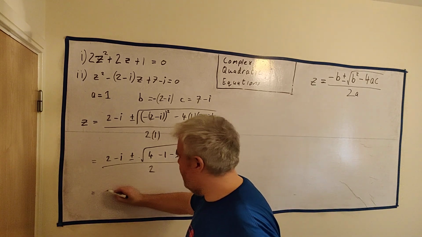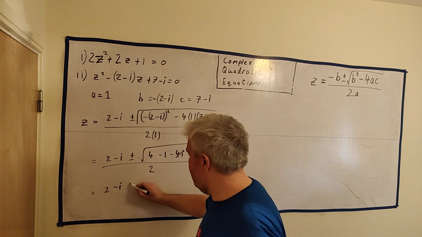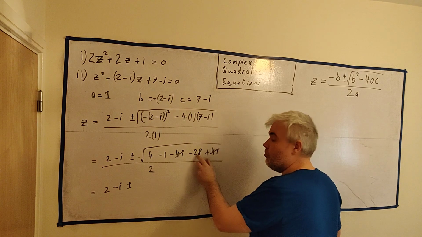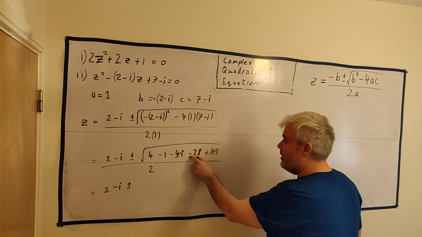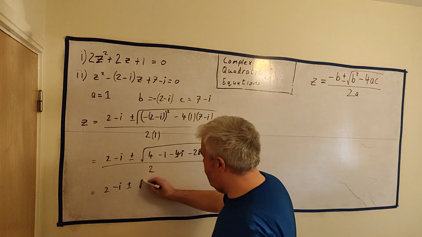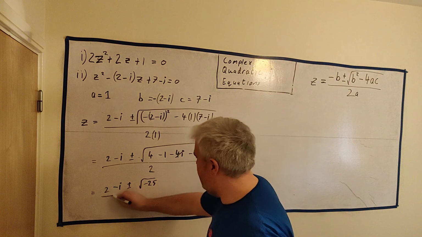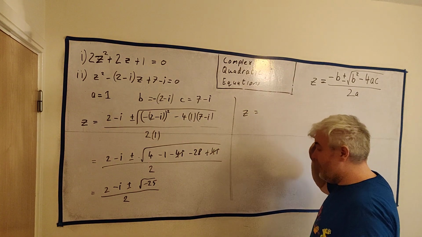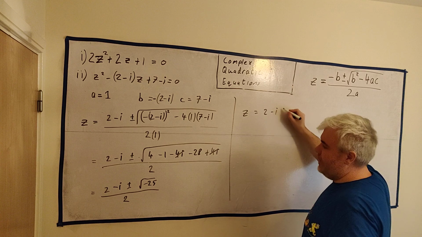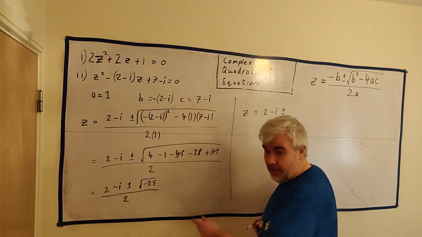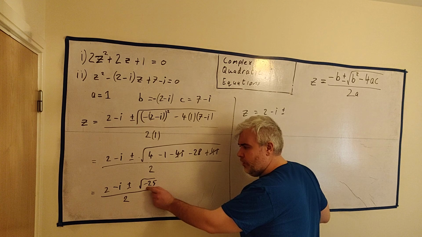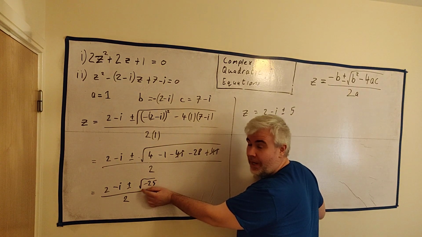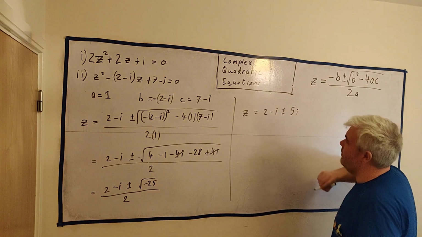So let's clean this up even more. It's 2 minus i plus or minus. What have we got in here? 4 minus 1, 3. 3 minus 28 is minus 25. And that's it. Square root of minus 25 over 2. Let's continue up here. z is equal to 2 minus i plus or minus. Let's get a little faster at doing these. Remember, we separate out into square root of 25. It's just 5. And the square root of minus 1 is just i.